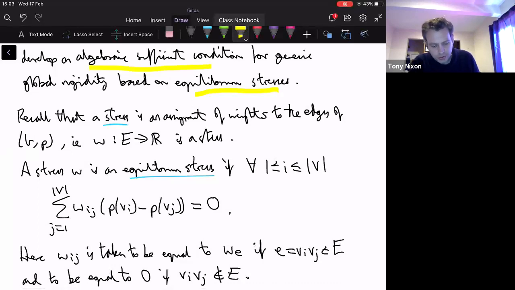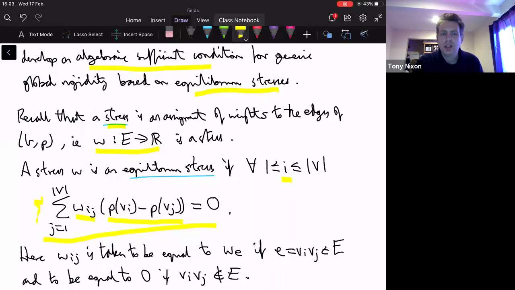I define a stress just to be an assignment of weights to the edges. So it's just some function that puts a real number on every edge, whereas an equilibrium stress is a stress which satisfies an equilibrium condition. And so you look at any vertex of your graph, and you have to check this for all of your vertices. Then the weights, the omega ij on the edge from vi to vj, times the vector difference, p(vi) minus p(vj), as you sum over all j. You can think of this as all edges incident to your given vertex i. You need to get to 0. So you need to be in equilibrium at every vertex.